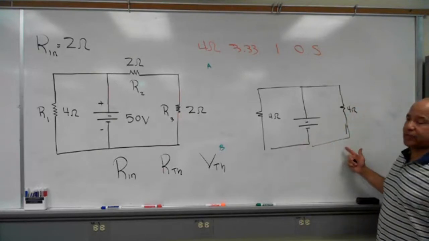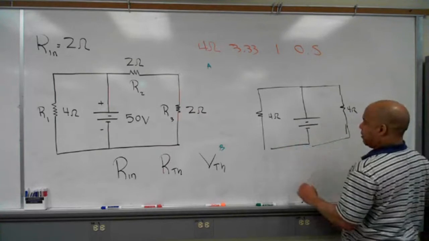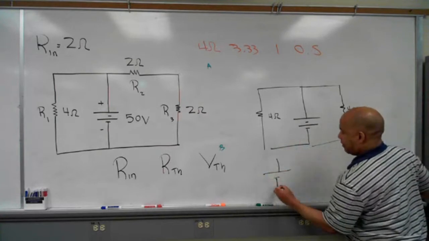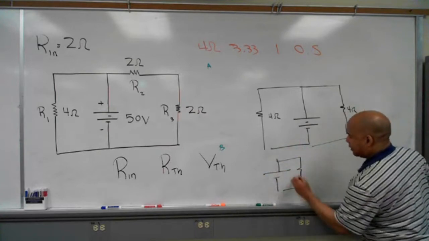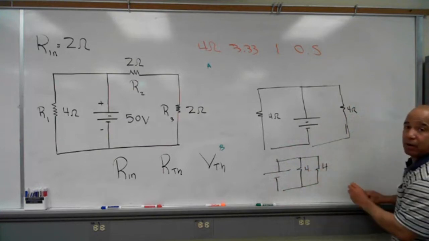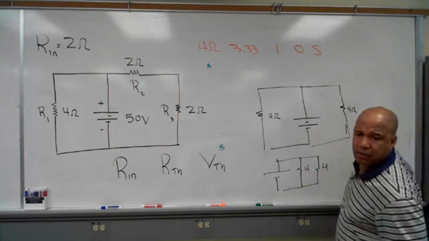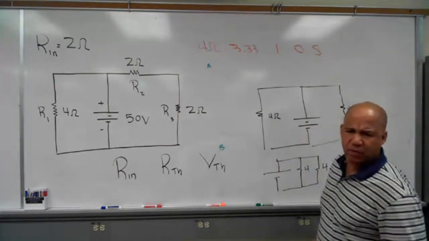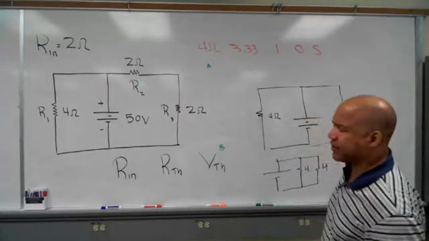If you can't, just do what I said. Just switch this around, and then you'll have a circuit that looks like a normal circuit we're used to working with. That's a 4, and that's a 4. But yeah, these two are in parallel. Now somebody just sent a message, but it went away, so you can resend it if you have a question.